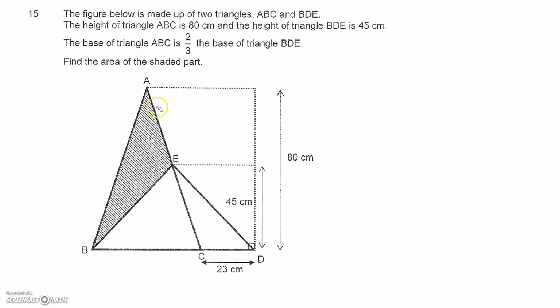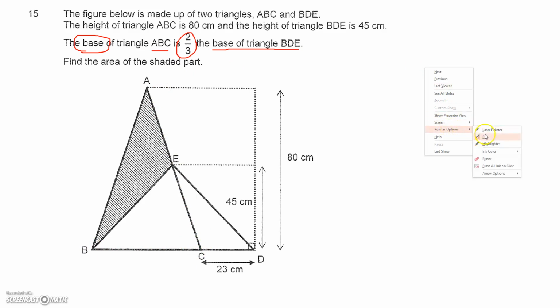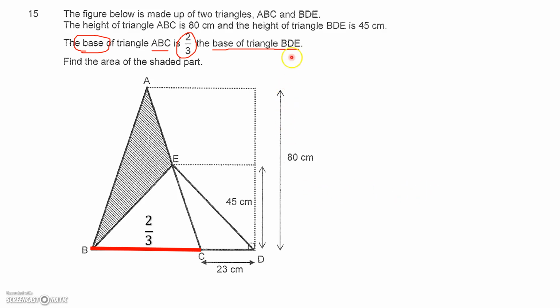So let's take a look at all the clues that are given. The first thing that they're going to say is this: the base of triangle ABC, the taller triangle, is only 2/3 the base of triangle BDE. Which means to say that this triangle ABC, look at my cursor that is floating. Okay, this A, B, and C, this is a triangle. The base would be here. And this base here is 2/3 of the base of triangle BDE. BDE is this triangle here.